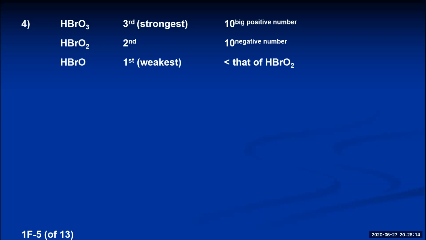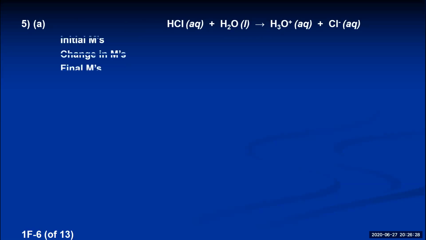Number 5, calculate the pH of each of the following strong acid and base solutions. A is a 0.100 molar solution of HCl. In water, HCl would donate its hydrogen ion to a water molecule, forming a hydronium and a chloride ion. So if we're starting with 0.001 molar HCl, and we're assuming there's nothing else in the solution before it reacts, because it's a strong acid, it all reacts away.